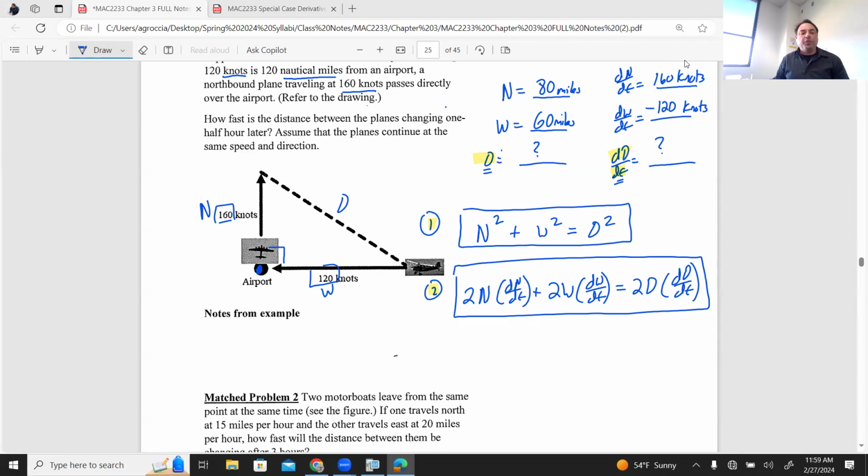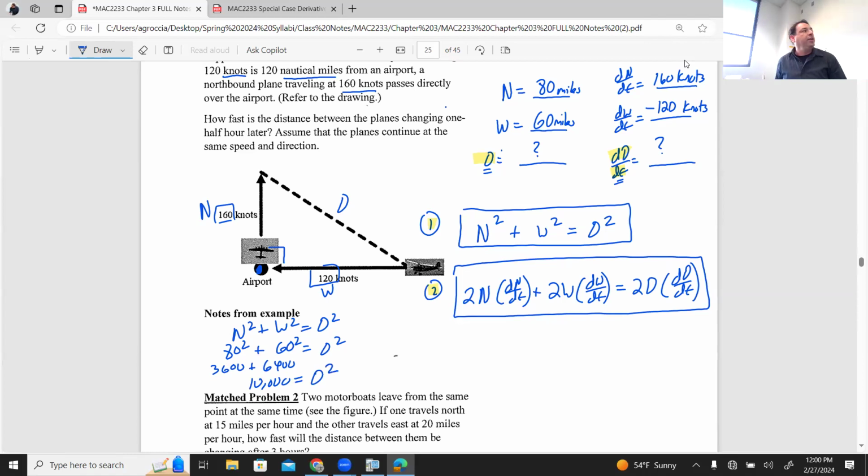So I use the first equation, n squared plus w squared equals d squared. I know n is 80. 80 squared plus w is 60 squared equals d squared. Now, 80 squared is 6,400 plus 60 squared is 3,600. That equals 10,000 equals d squared.